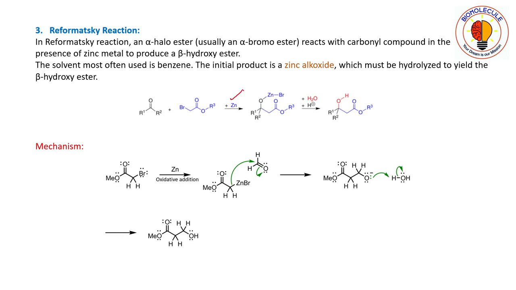Okay, in the presence of zinc metal to give you beta hydroxy ester. See, this one is the alpha carbon and this carbon will be the beta carbon. Okay, beta carbon. So the intermediate, that is the initial product we get here, is the zinc alkoxide. And after hydrolysis of this zinc alkoxide we get the beta hydroxy ester.